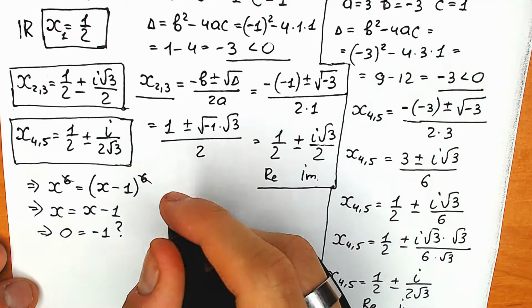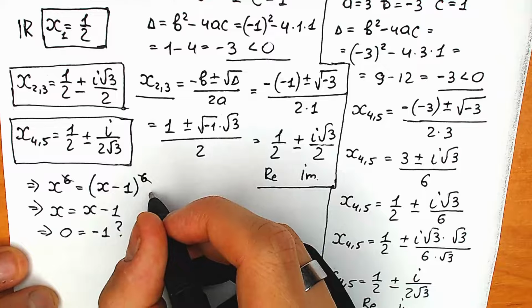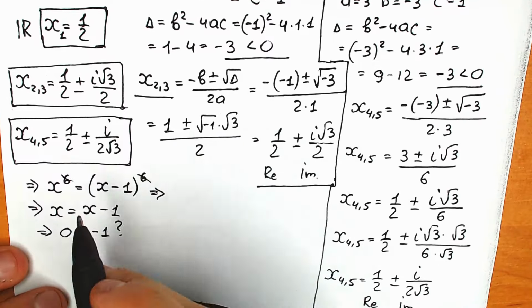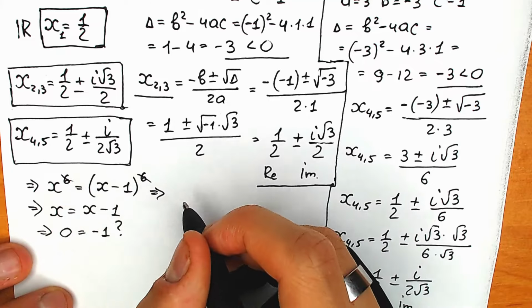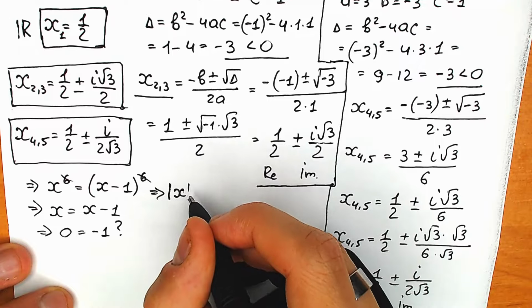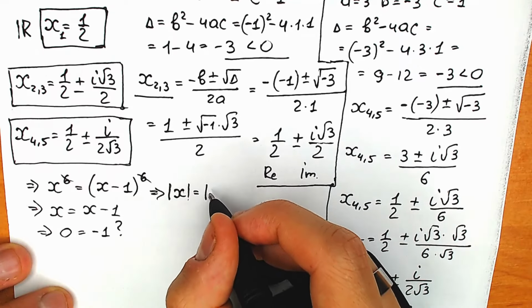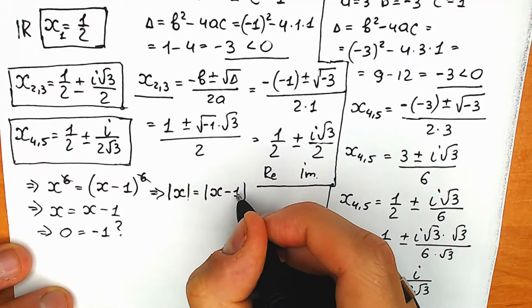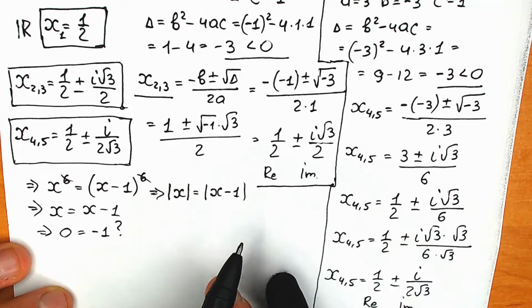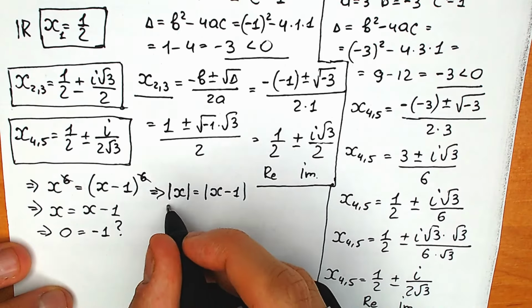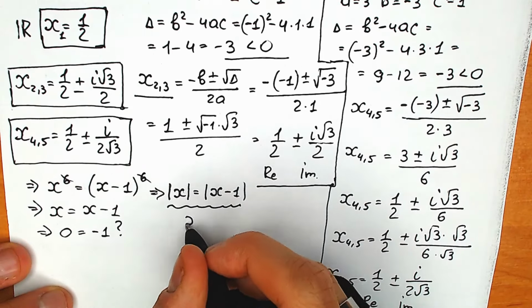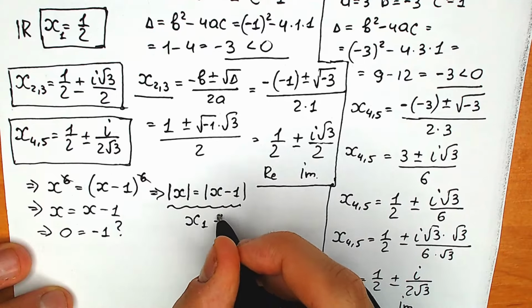But one really important moment: a lot of students forget about absolute value. So if you cancel this power, you need to put absolute value right here, and you need to put absolute value on the right side, x minus 1. And with these absolute value brackets, everything is great. From here, you can easily get one root. So x first, you can easily get from here.